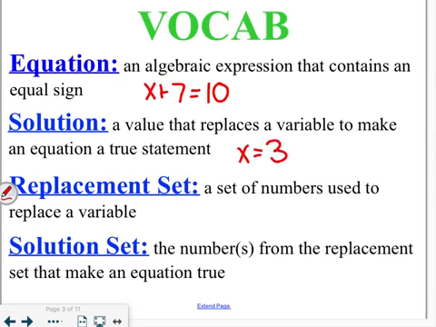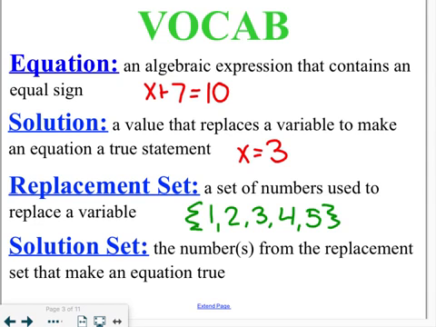Part of what your book is going to talk about in today's lesson is a replacement set. So that's a whole list of numbers that you could plug in for the variable. And the goal would be to decide which one works. So the squiggle lines are a different type of bracket that we haven't really talked about. You'll see what they're actually supposed to look like on the next slide.